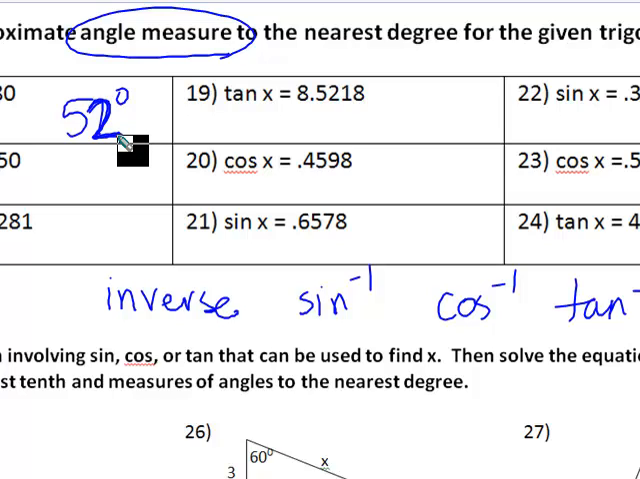Cosine. I better type this one in, too. 59 degrees. And then tangent. 55. Yeah, 55 degrees. Is everyone able to get those? Yes? So everyone's able to use their calculators correctly.